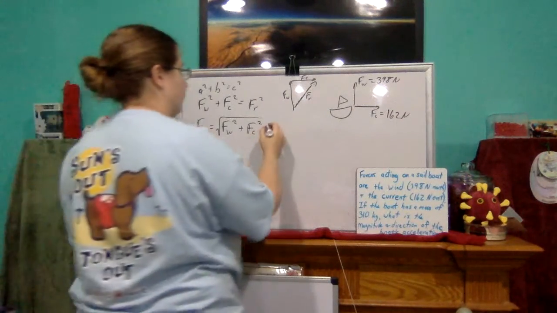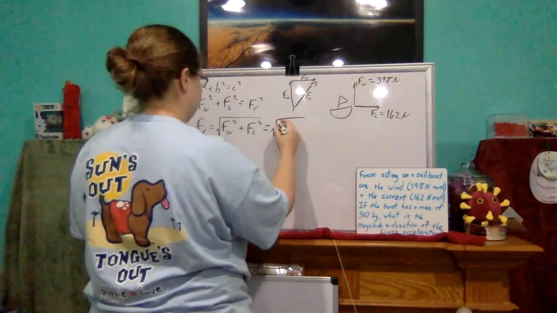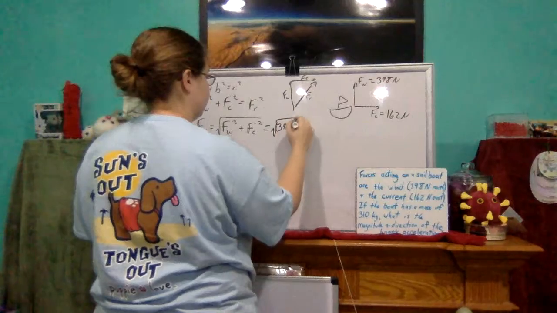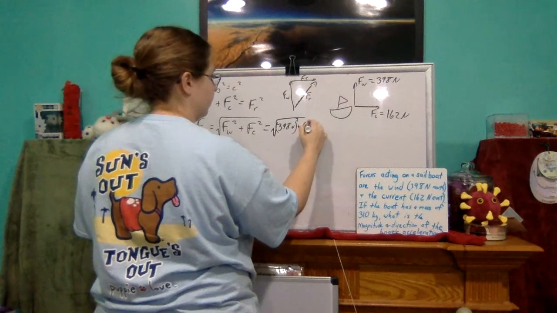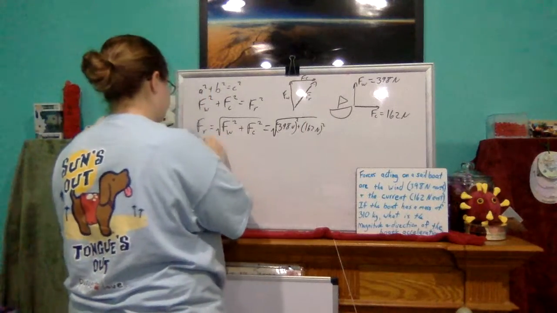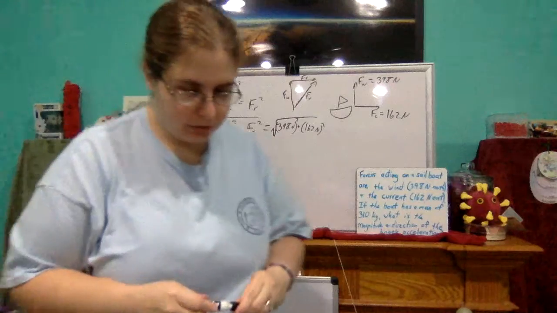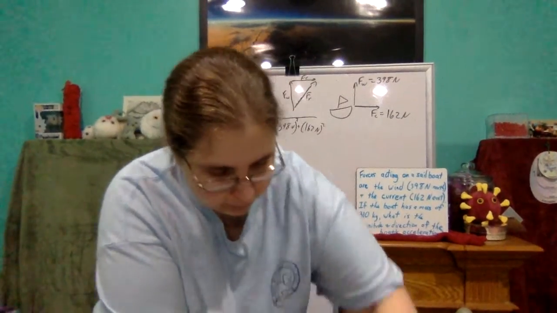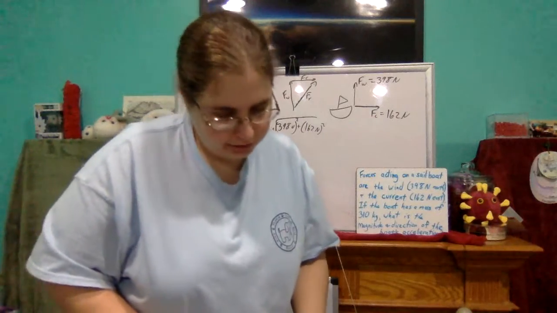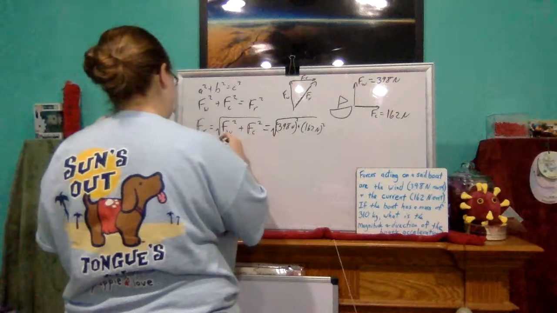Alright, so we go ahead, we plug that in. We have the square root of 398 newtons squared plus 162 newtons squared. Our resultant force equals, let's see, like I told you guys before, I do all the calculations ahead of time, 429.7 newtons.